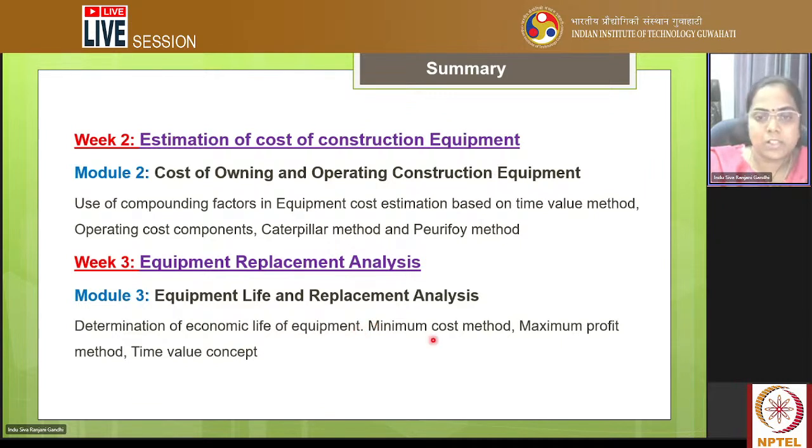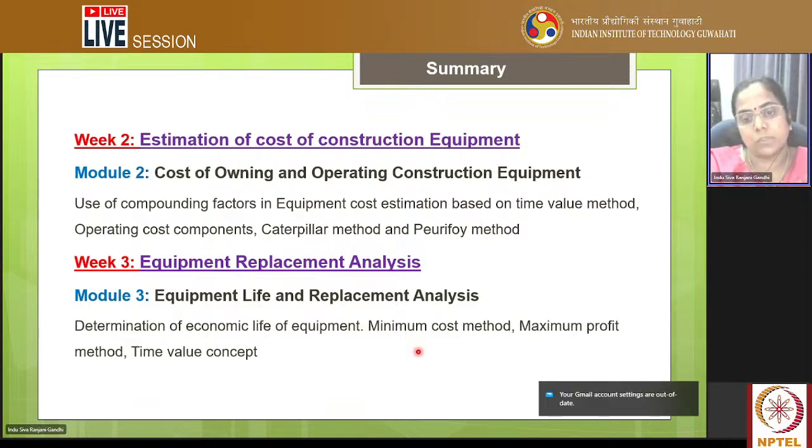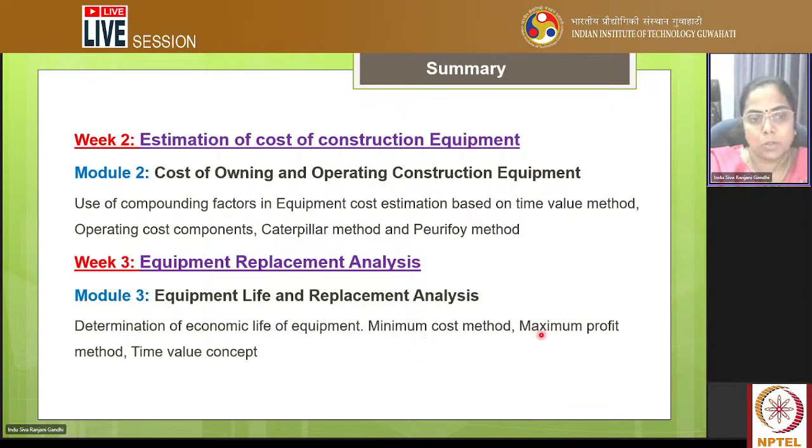We have discussed different techniques and approaches to do the replacement analysis, like the minimum cost method and the maximum profit method. Basically, in all these methods, what we determine is the economic life of the machine. Economic life is the optimum time period at which your average annual cost associated with the machine will be minimum, if you go for the minimum cost approach. If you're going for the maximum profit approach, economic life is the time period at which your average annual profit will be maximum. That is the optimum replacement time. We have worked out all these examples in the lecture.